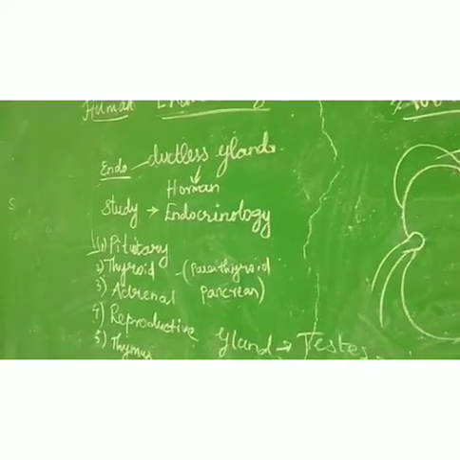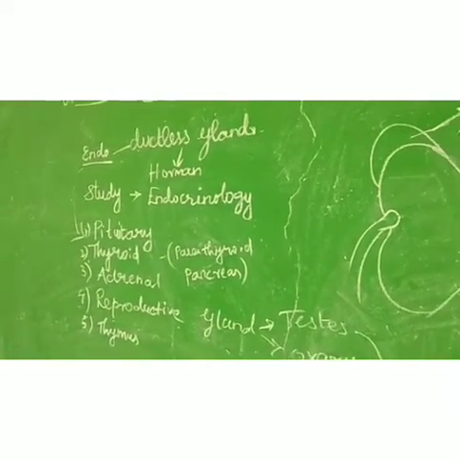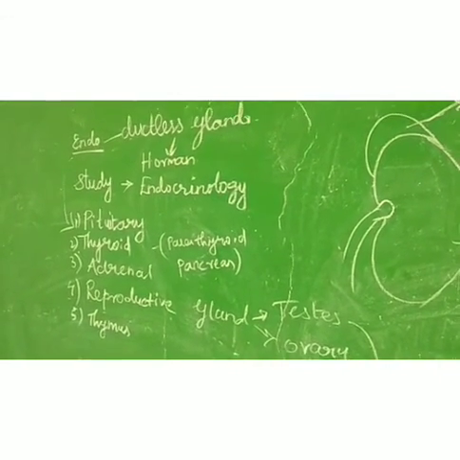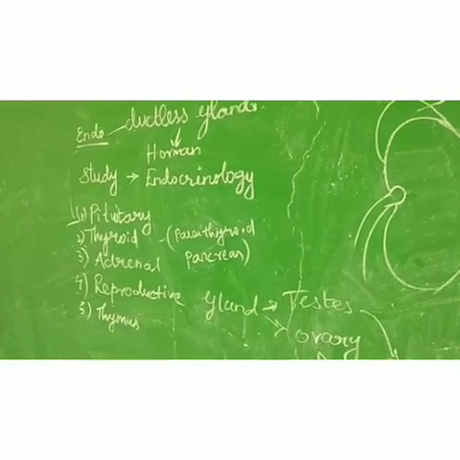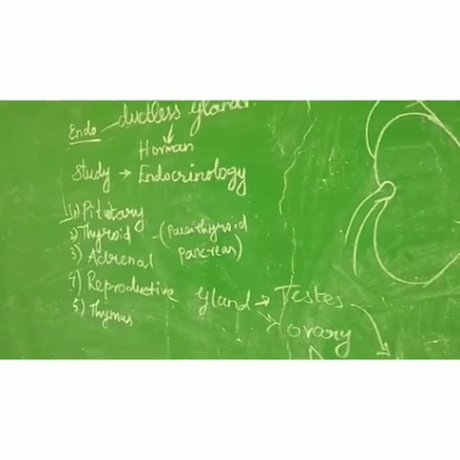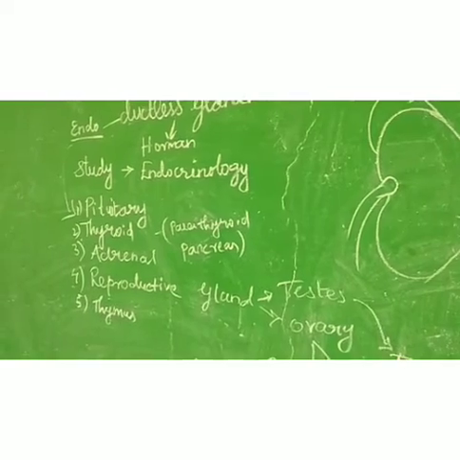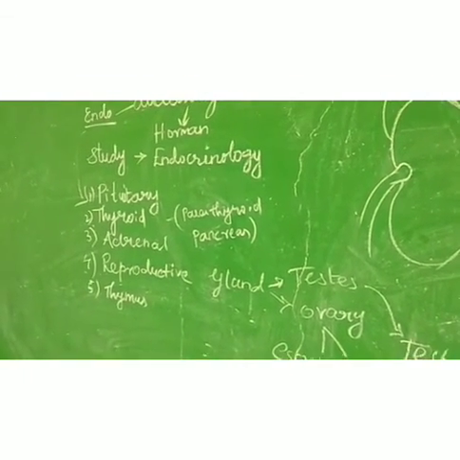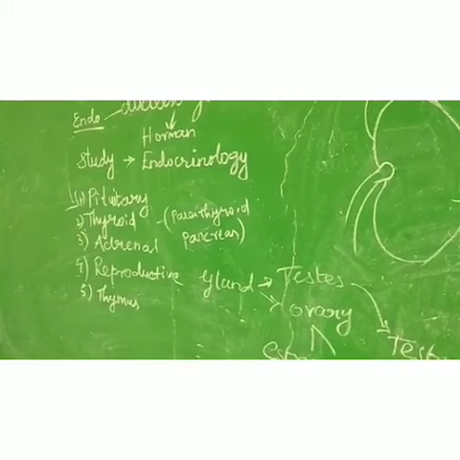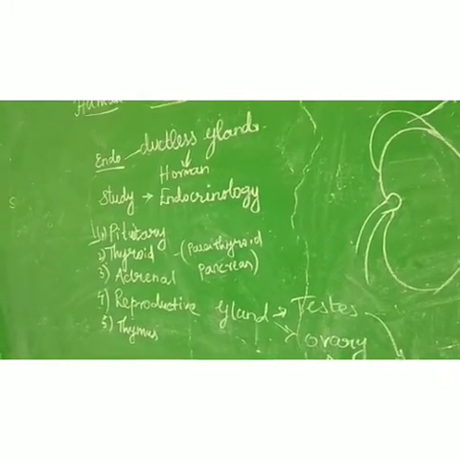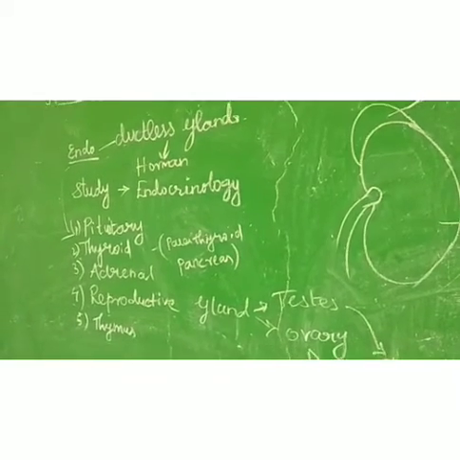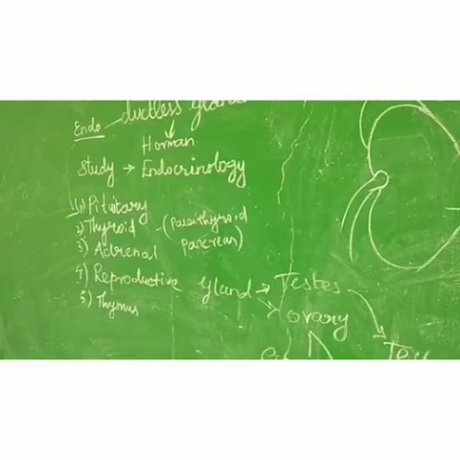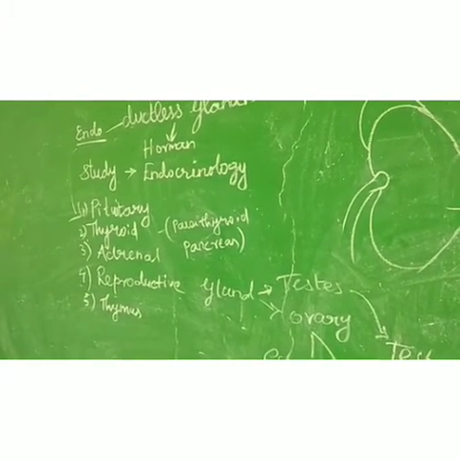The endocrine system has seven types of glands: pituitary gland, thyroid gland, parathyroid gland, pancreas, adrenal gland, reproductive gland, and thymus gland. But in this lesson we are seeing the pituitary, thyroid, adrenal, reproductive, and thymus glands. The pituitary gland is present in our brain, in the hypothalamus region. It secretes different types of hormones and is otherwise called the master gland.